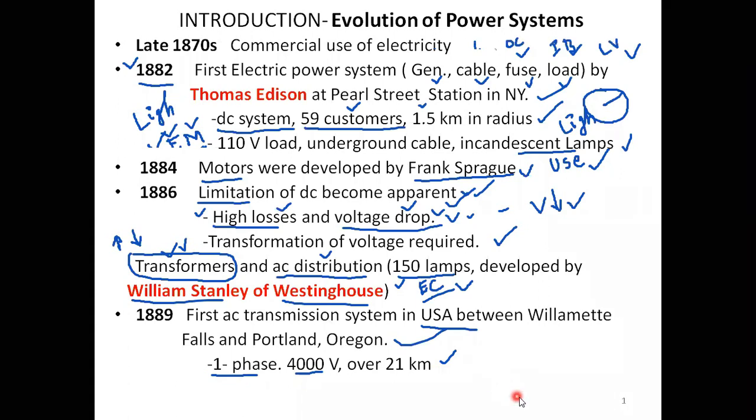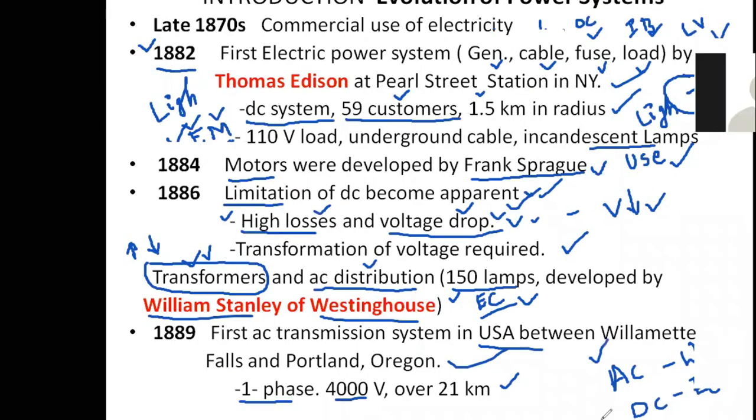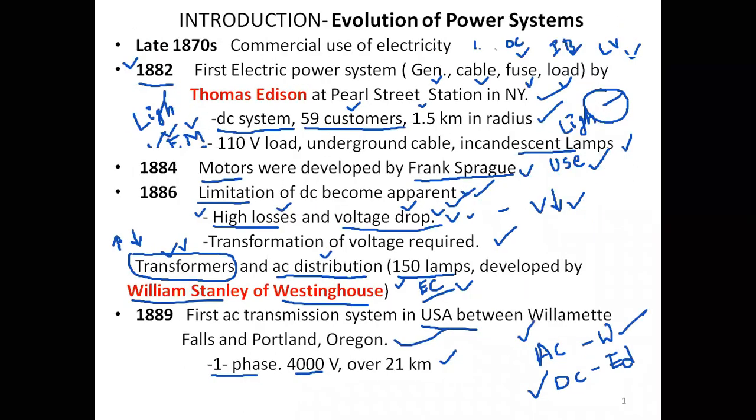Now there exists an AC system and a DC system. Westinghouse has the AC system, and the DC system was done by Edison. So AC and DC were both there at that time.